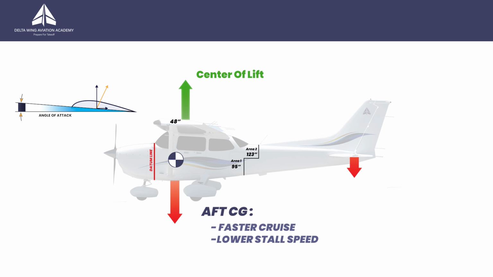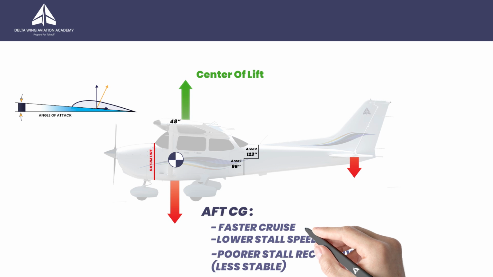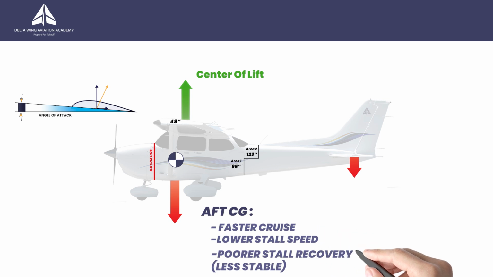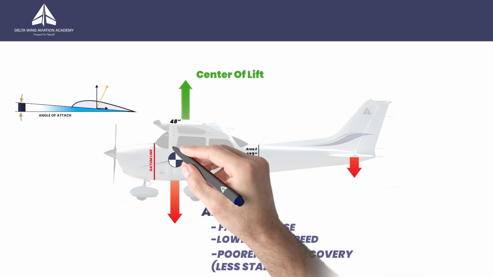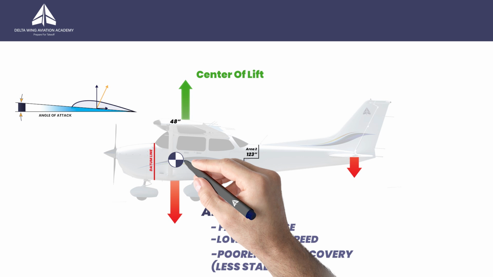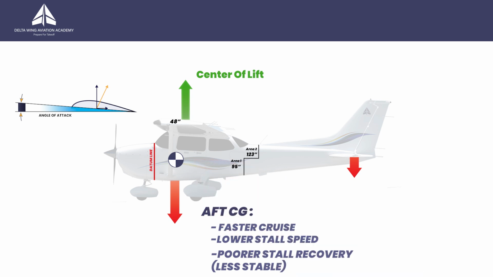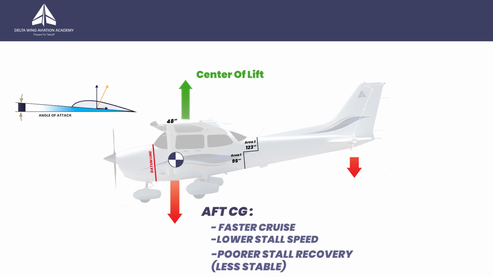So the airplane is going to stall at a little bit of a lower airspeed. And with the reduced angle of attack, we also have a reduction in induced drag, which means a little bit faster cruise. So the downside of having this aft CG is the stall recovery characteristics of the airplane are not as good. Again, the center of gravity and center of lift are now very close. And so that nose down tendency that comes from having the center of gravity in front of the lift isn't as much as it was before.